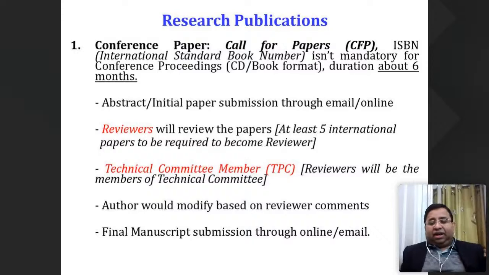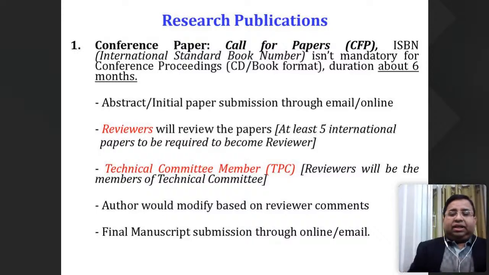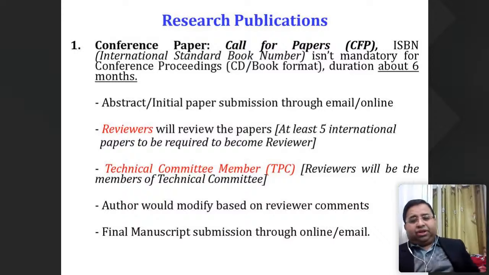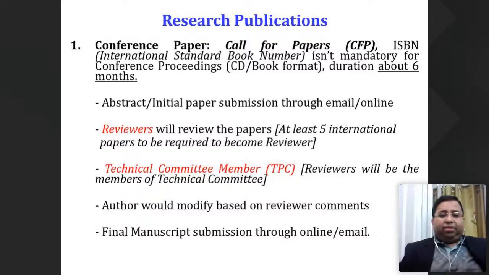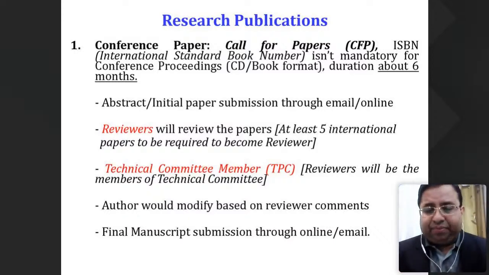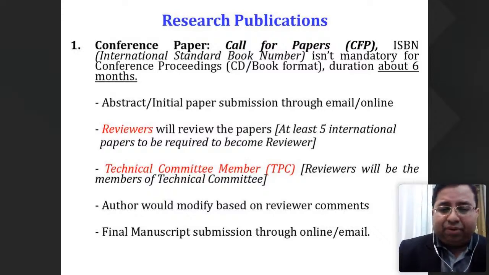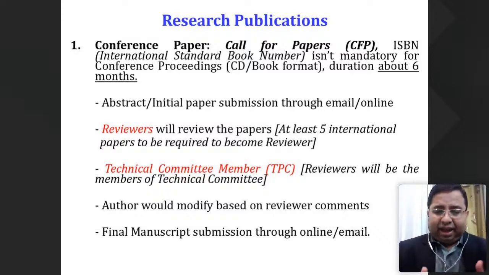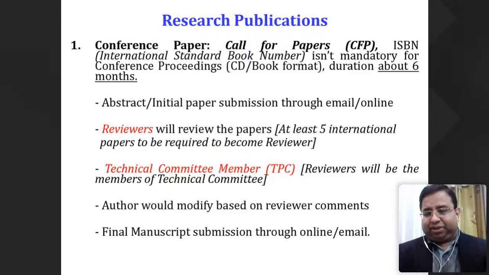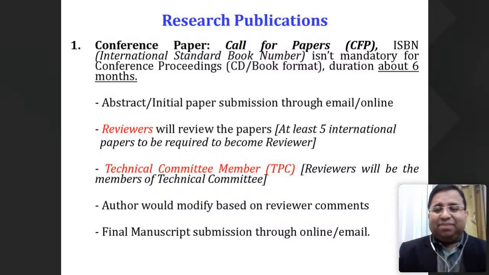Online is the latest process, and email is an old version. Nowadays we prefer online submission, any kind of submission. That means the initial paper will be submitted online, and the final manuscript will be submitted online as well. Okay.